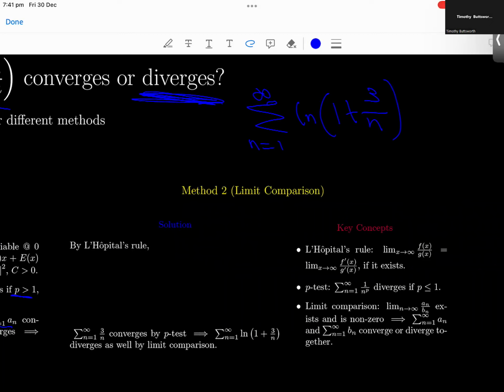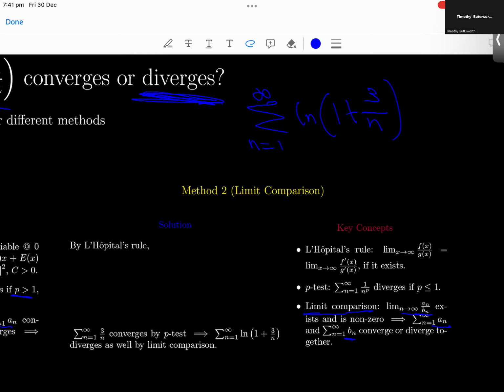Now, this method is limit comparison, and the limit comparison method is described here. And it says this: if you're looking at two sums, a sum of an and a sum of bn, and you look at the ratio of the individual terms, and it turns out that this limit exists and happens to not be 0, then that means that the convergence of one of these will imply the convergence of the other. And so if an has a convergent sum, then bn has a convergent sum, and vice versa. On the other hand, if one of them diverges, then they're both going to diverge.